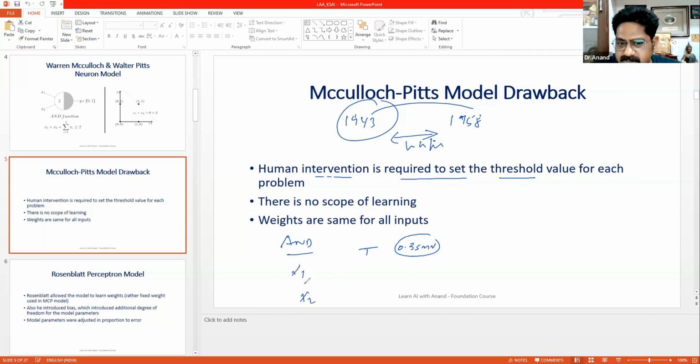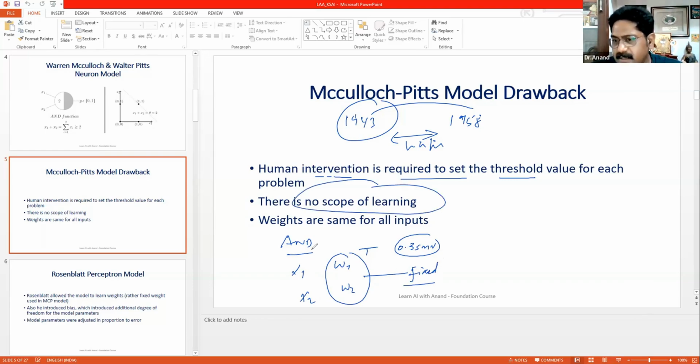Because we are going to feed two inputs, X1 and X2, and for each input I need to provide weights. These weights do not have the intelligence to change according to the input-output relationship. There is no learning. Whatever value you fix, it's a constant value. Since you are fixing a constant value, automatically there is no scope of learning, isn't it? Throughout the process, it is fixed, and the weights are the same for all inputs.